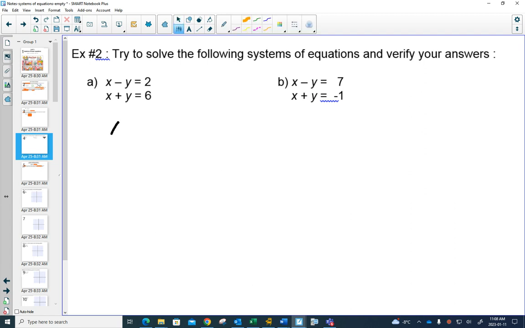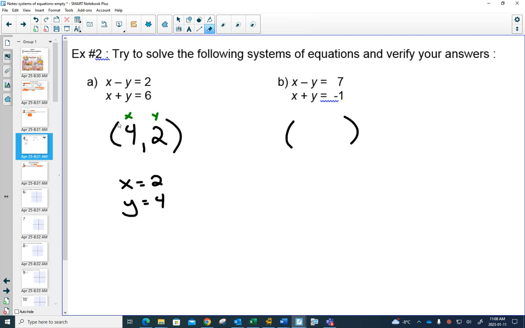Did you find out that if x was 4 and y was 2? So we write it as a coordinate because this is your x coordinate, this is your y coordinate. So you could, as a coordinate, write it like this. You could also write x is 2, y is 4. Other way. And what did you get for the second one again? X is 4. I even said that, and then I went and wrote it opposite.